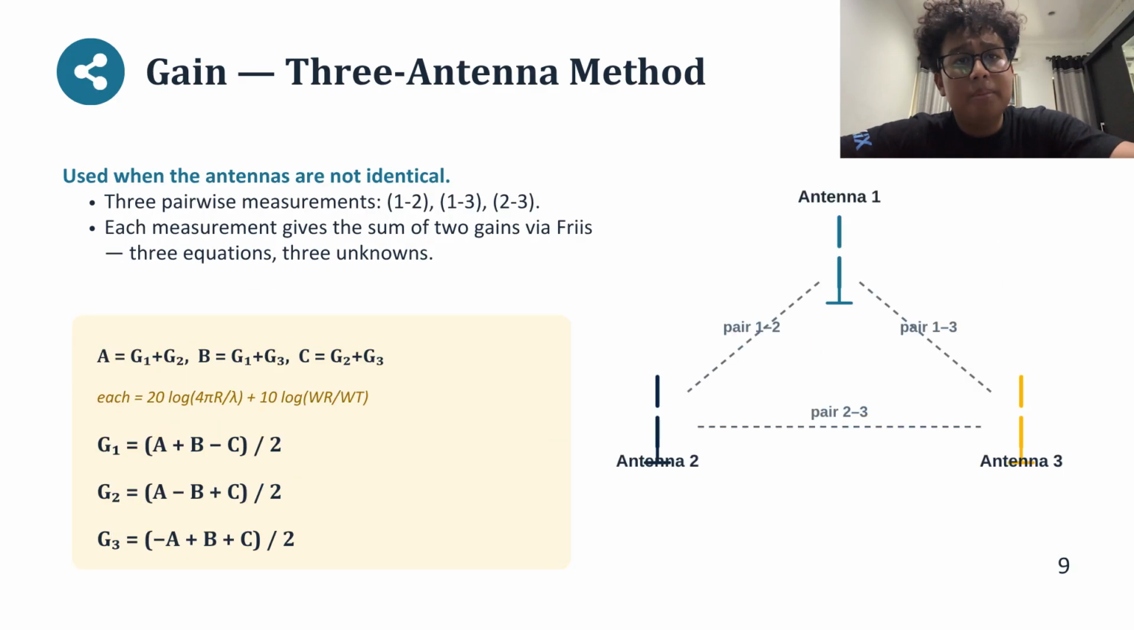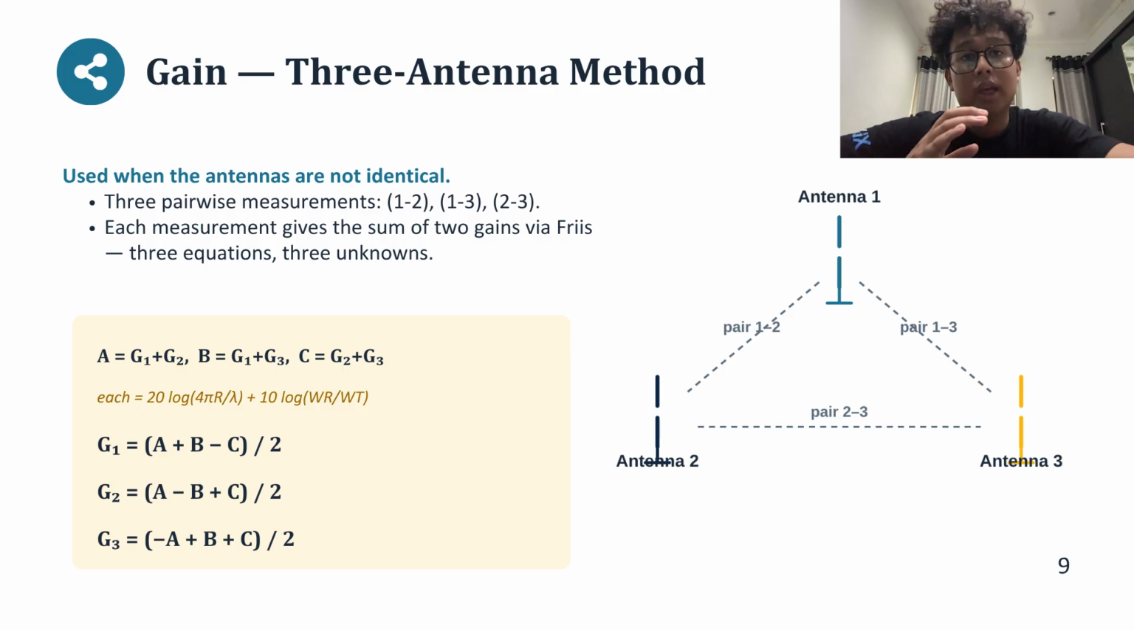The second gain method is for when the antennas are not identical. We use three antennas. We measure them in three pairs: 1 and 2, 1 and 3, then 2 and 3. Each measurement gives us the sum of two gains. Call those sums A, B, C, for example. Then we just solve the three equations.